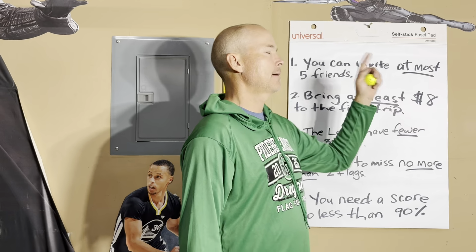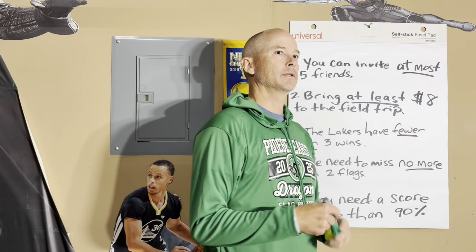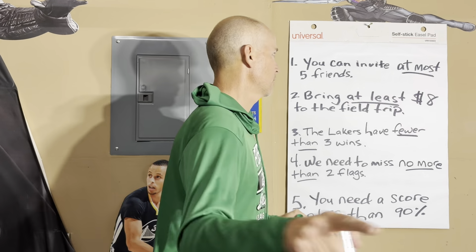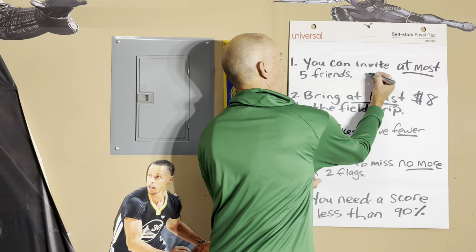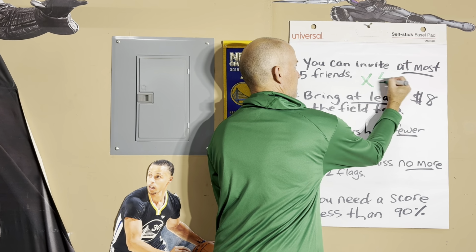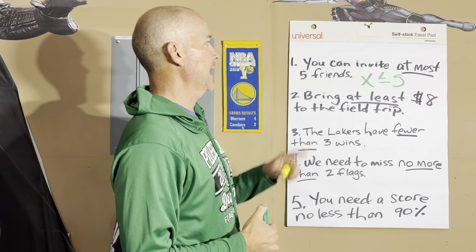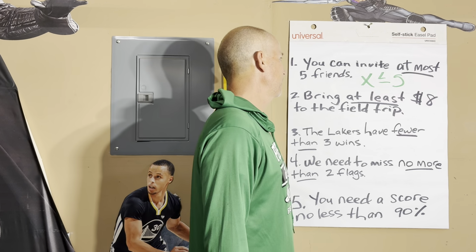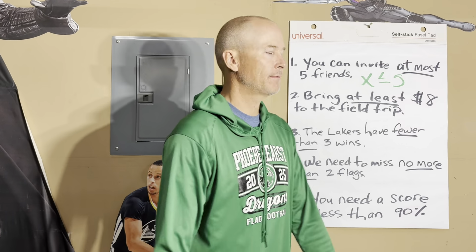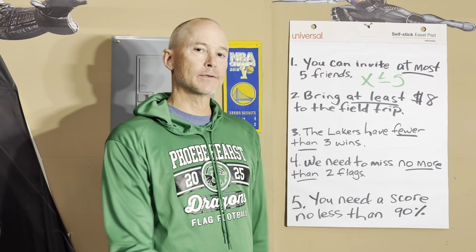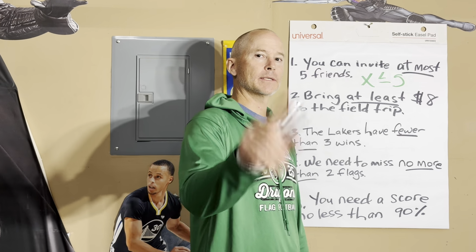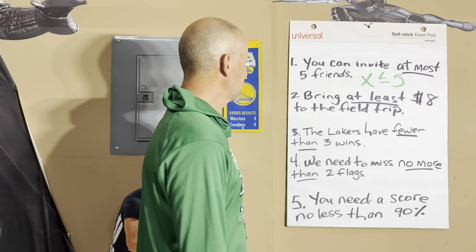You can invite at most 5 friends. I was just stalling. So what's the inequality for at most? We're going to use X for all of them. At most is less than or equal to 5. You can invite 5, but you can't invite more than 5. It has to be under 5 at most. Okay, so now you kind of get what we're doing. So if you need to, hit pause, but we're going to do these one at a time.